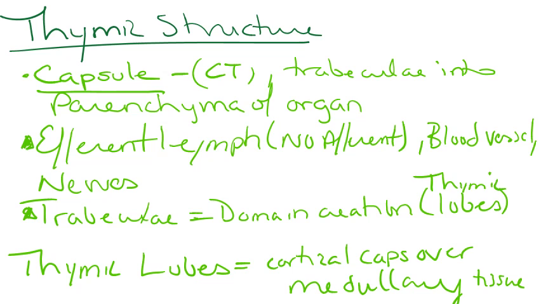Okay, so let's switch gears to the thymus. The thymus is the area where T cells are going to be matured. Remember, T cells are actually going to be created in the bone marrow, and they travel via the blood into the thymus in order to undergo thymic maturation.